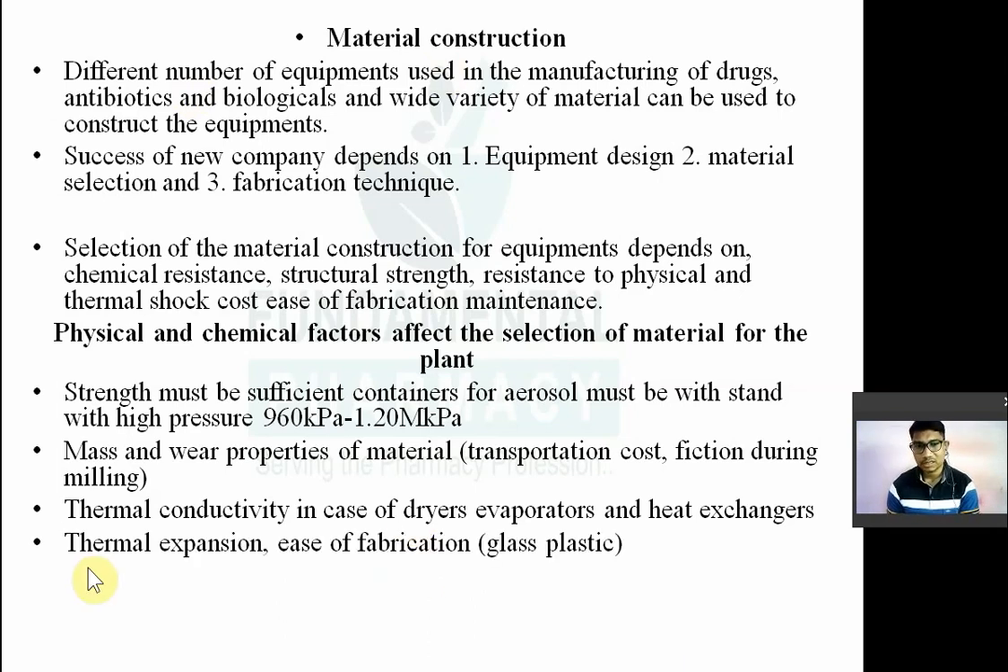Thermal expansion: the construction material should have minimum thermal expansion. Ease of fabrication: it should be easy to mold. If you want to get a desired shape, so if you want to design an autoclave in your own shape or on your own design, then the material should be such that whatever material is available, it should be easy to fabricate, so that you can design the autoclave.